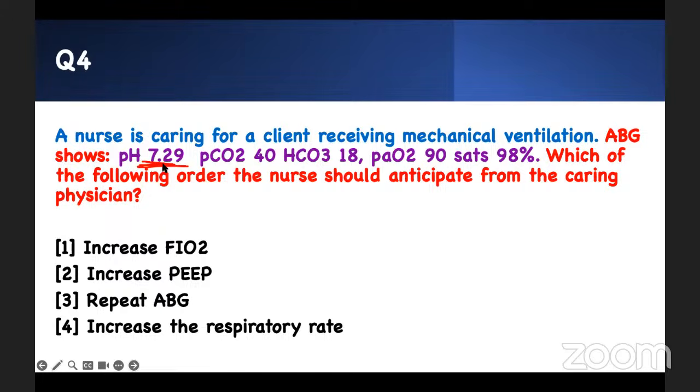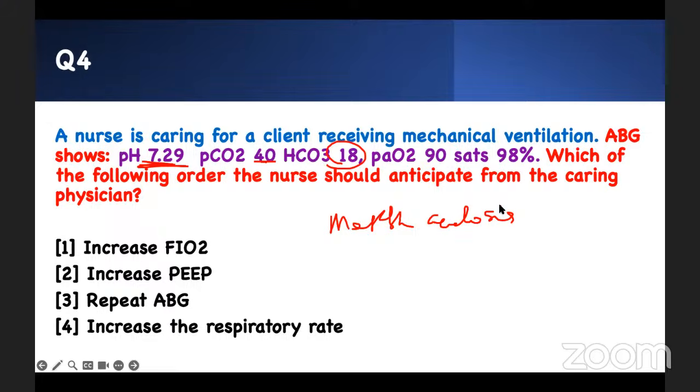This pH is low, so it has to be acidosis. This bicarb, it's way down. CO2 is normal, therefore this is metabolic acidosis. You know the way I do this acid-base, you have to also know what the compensation is. This is the way to answer this question. Which of the following orders should the nurse anticipate from the physician?